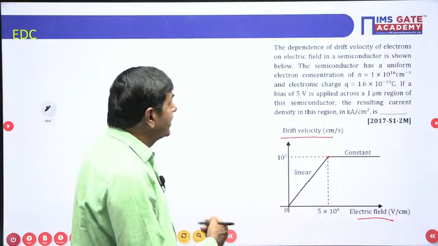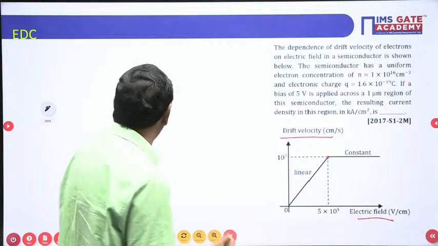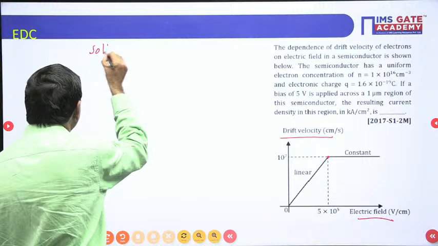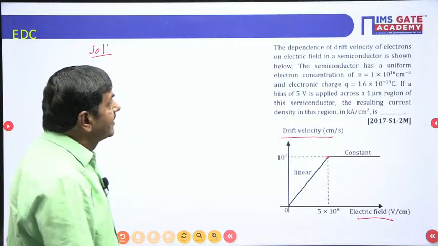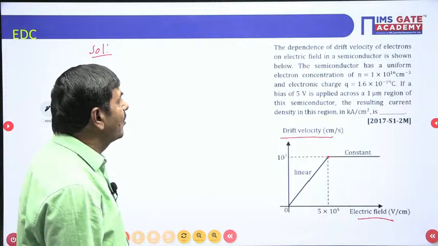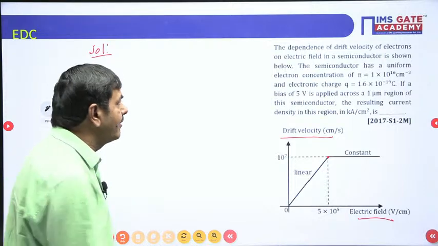But what is given and what is asked in the problem, that we can see. I want the solution for this question. The semiconductor has a uniform electron concentration. The concentration of electrons is given here.